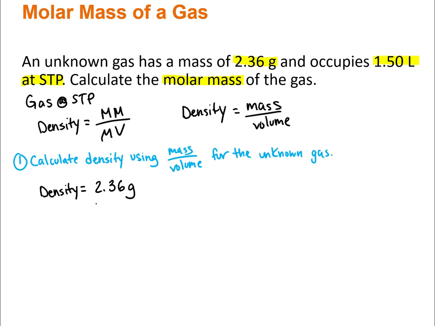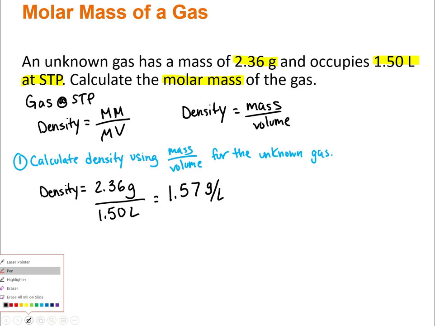We've got our mass, 2.36 grams. Our volume, 1.50 liters. What's our density? Yeah. So at this point, you can carry a few more digits if you want to. We're not doing sig figs yet because we're not at the final answer. This is the density of the unknown gas.